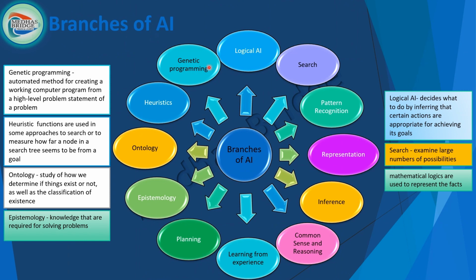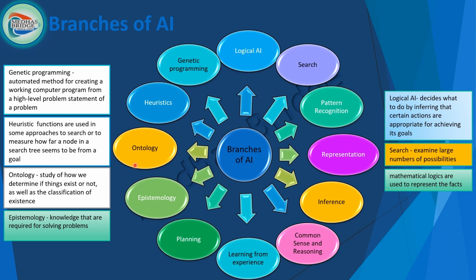Branches of AI. We have logical AI, search, pattern recognition, representation, inference, common sense and reasoning, learning from experience, planning, epistemology, ontology, heuristics, and genetic programming. In genetic programming, we see automated methods for creating a working computer program from a high-level problem statement of a given problem. In heuristics, the functions are used in some approaches to search or to measure how far a node in the search tree seems to be from a goal.